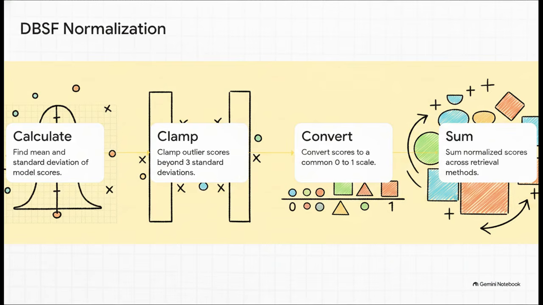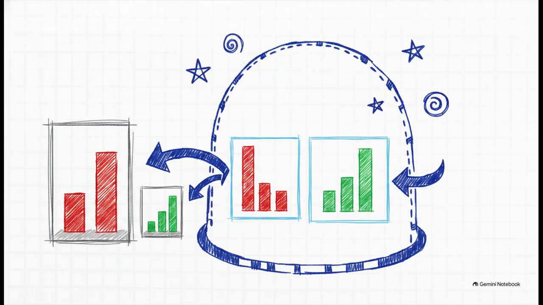Let's break down this process step by step, because it really is brilliantly logical. First, DBSF calculates the mathematical average, the mean, and the standard deviation of a single system's results. Second, it chops off the extreme outliers, clamping anything beyond 3 standard deviations so those crazy anomalous spikes don't ruin the math for everything else. Third, it converts these adjusted scores into a common, clean 0 to 1 scale. Finally, now that everything is speaking the exact same language, it just cleanly adds them across all the different retrieval methods.